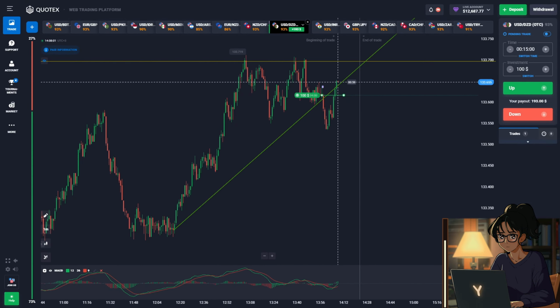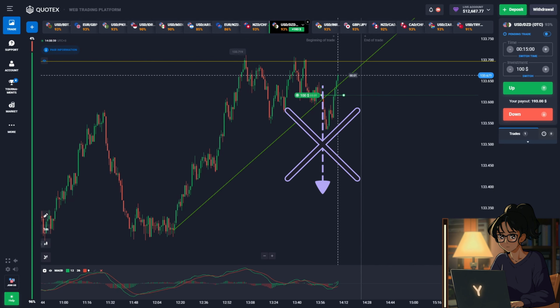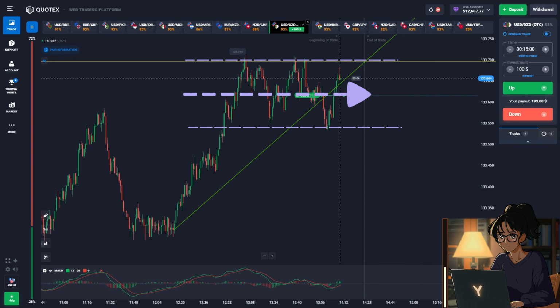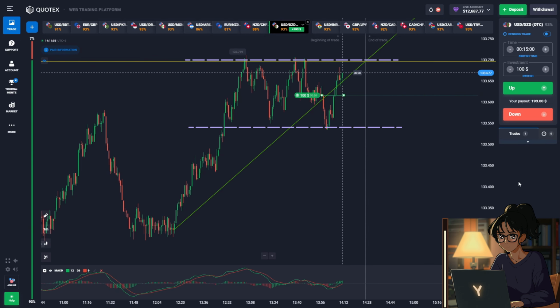Pro tip: don't go against the bigger trend just because of one reversal candle. This bounce strategy works best in flat markets, when price moves between two levels without a clear trend.